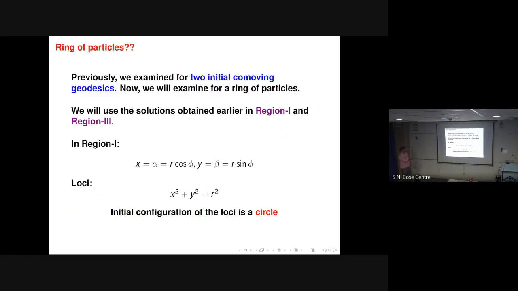Okay, so what happens for a ring of particles? Previously we examined two initially nearby geodesics. I will examine a ring of particles. Remember the first picture that I showed, where this circle goes to an ellipse. Here we will see whether such a thing happens or not. Note that in region 1, x and y are constant, which can be written like this: x square plus y square equal to r square. So the initial configuration of the locus is a circle, the equation of a circle.